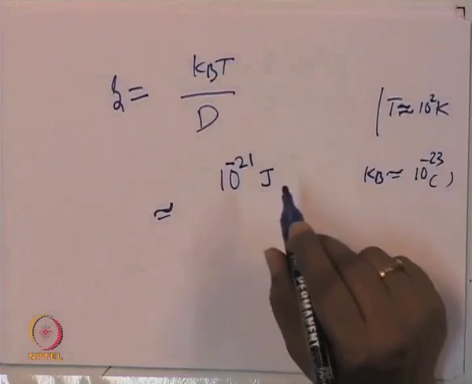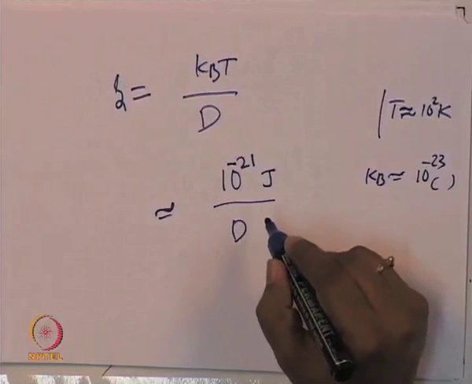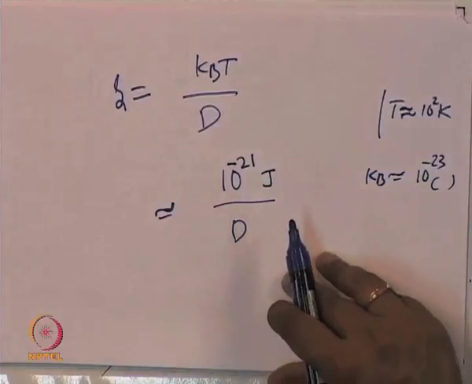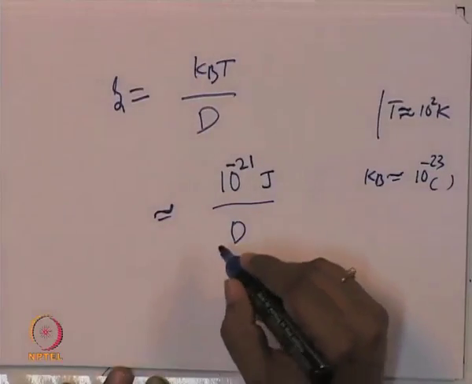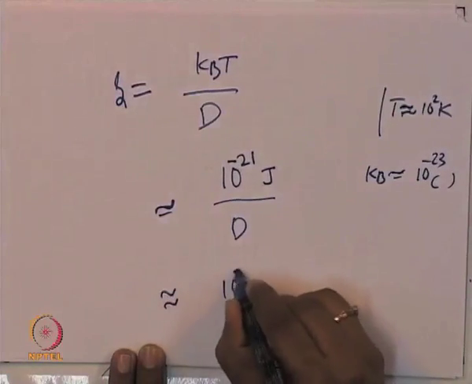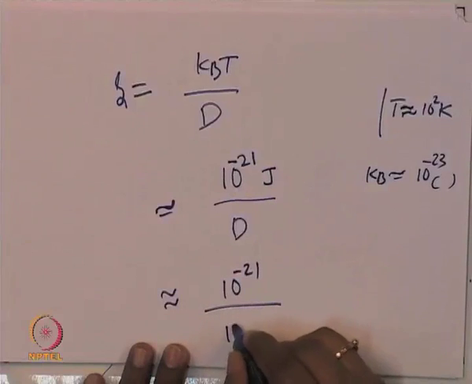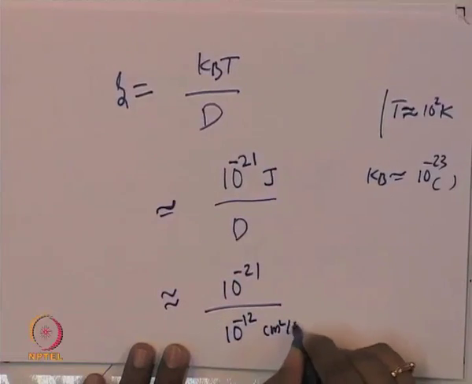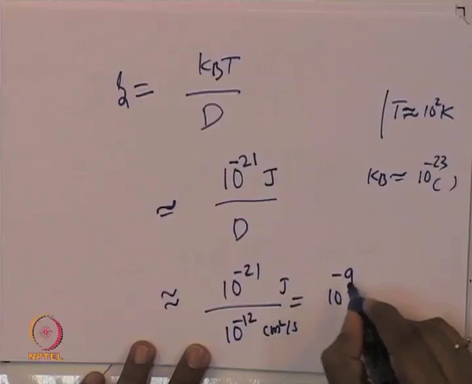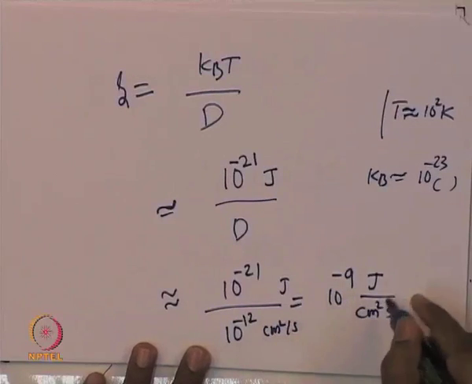So, this is 10^-21 joule divided by D, and D we said is basically in units of centimeter square per second. So, we can write it in terms of even base pair square second. So, this is approximately 10^-21 into 10^-12 centimeter square per second into joule. So, this is basically 10^-9 joule by centimeter square second, and you can convert this into meter.